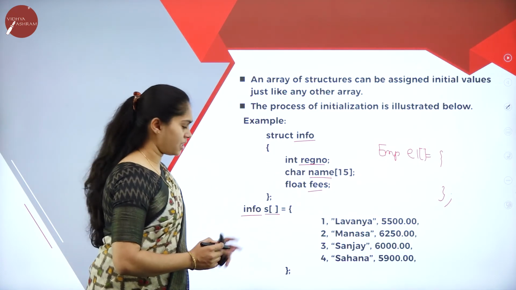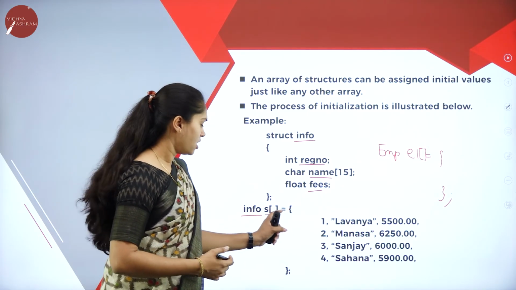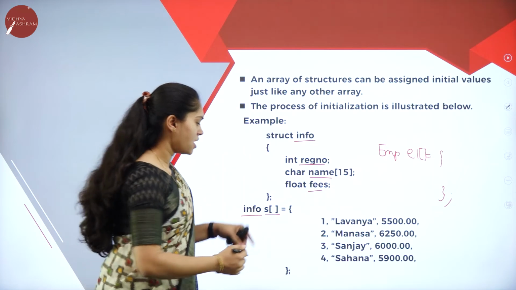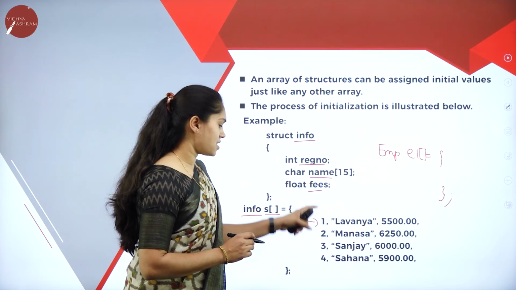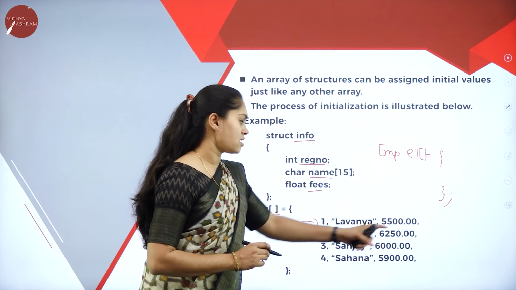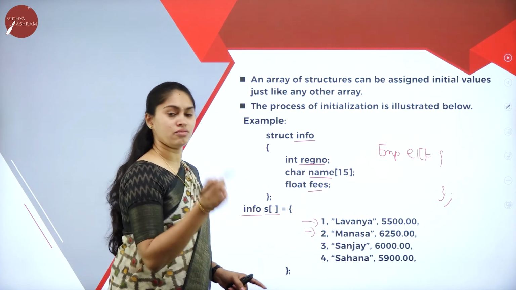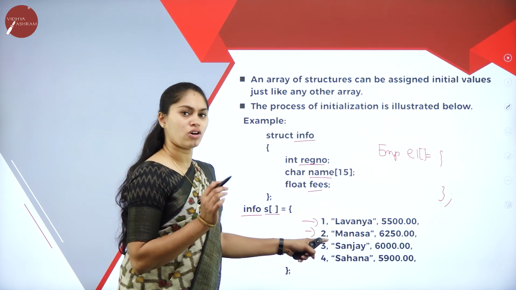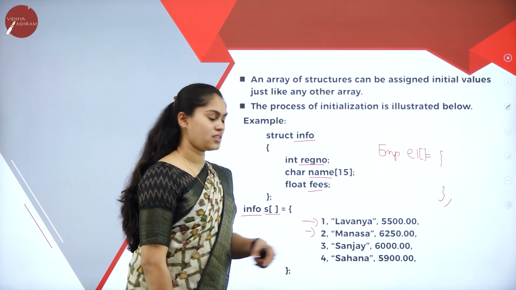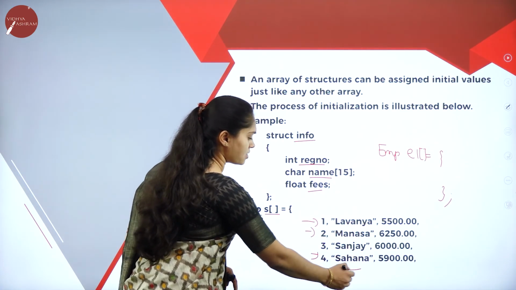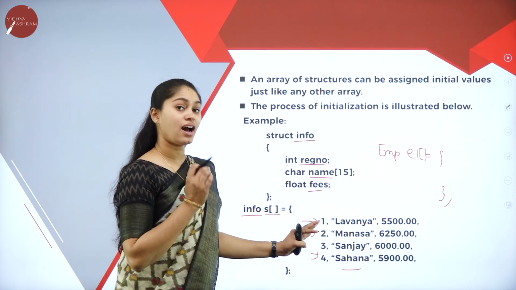So info is the structure name, and the variable is S of size, that is S array, which indicates an array of structure. Then equal to, opening of flower braces: what is the value of the first variable, or the value of this S of 0? It has register number 1, name Lavanya and fees 5,500. In the same way, the second structure will be considered the second element of an array: 2, Manasa, 6,250 rupees, then 3, Sanjay, 6,000 rupees, and the fourth element will be Sahana, 5,900. This is also another way of initializing the array of structure.